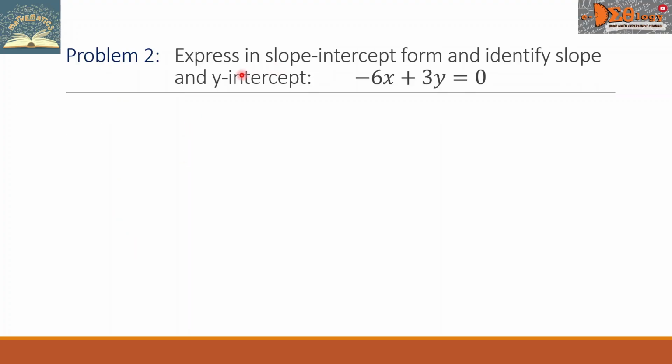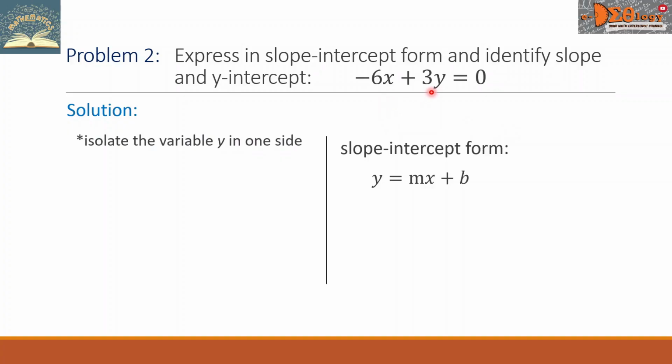Problem 2. Express in slope-intercept form and identify the slope and y-intercept. The slope-intercept form is y equals mx plus b. We know that m is the slope and b is the y-intercept. Meaning, to convert this equation into slope-intercept form, we're going to isolate the y variable on one side. We copy this equation down here. Then, this negative 6x we transpose to the right. It becomes positive.